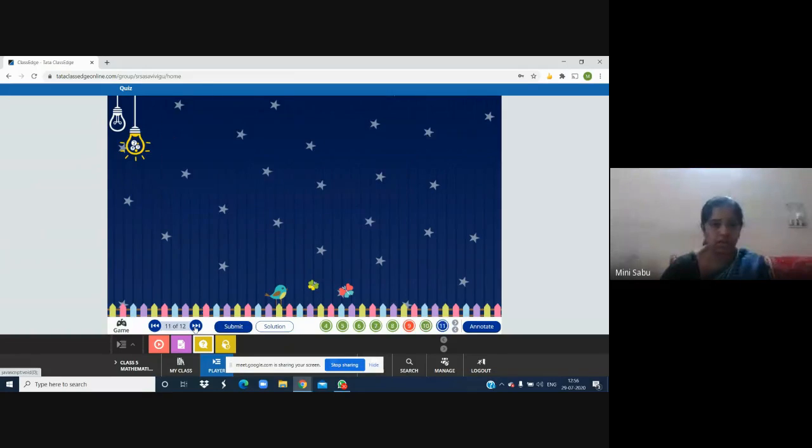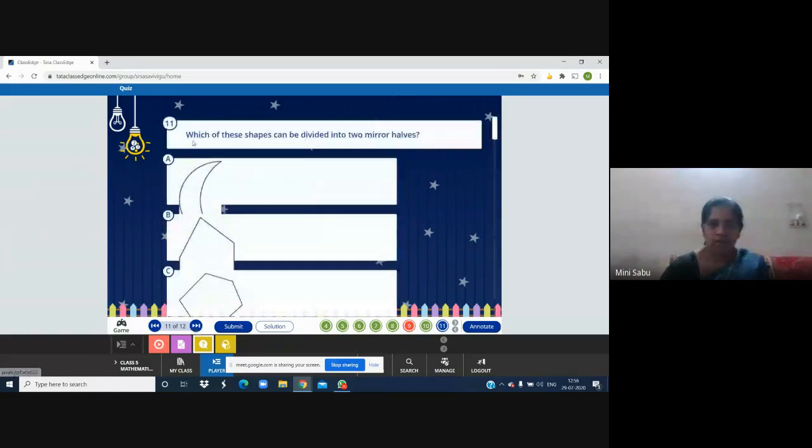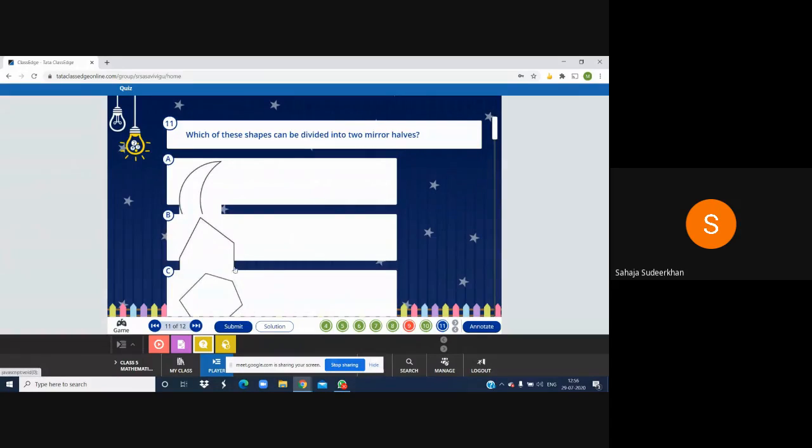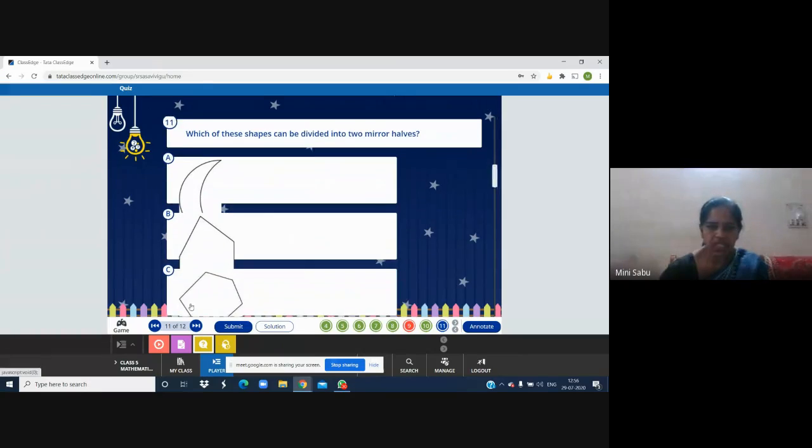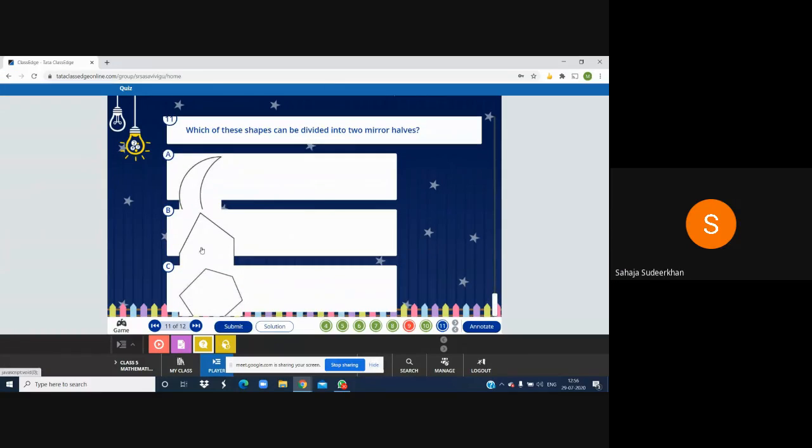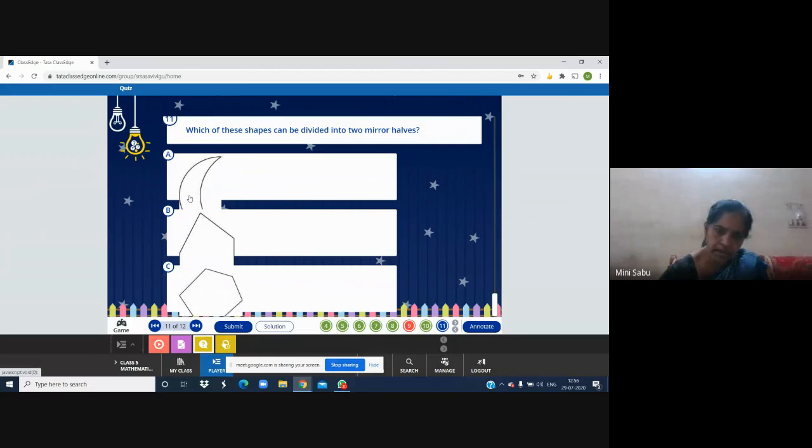Yes. Now we will go to some other question. Which of these shapes can be divided into 2 mirror halves? This is such type of a figure. It is an irregular figure. Similarly, the last one is also an irregular figure. Now, this is like this portion. This part you see. Suppose you cut along this way. This way, if you cut, you will get 2 equal parts. So let us try this and see.